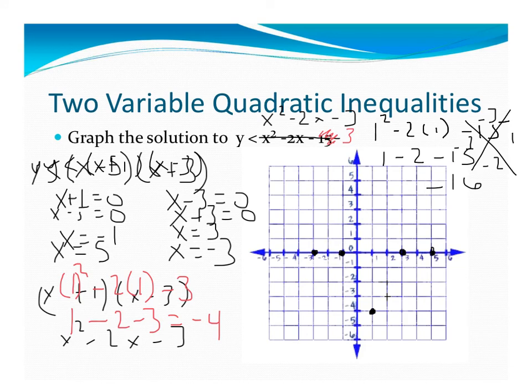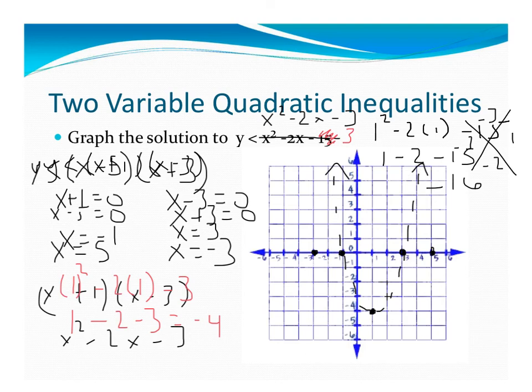And there we go. So those are my 3 points, and I can graph it. Now, let's pay attention here. We have strictly less than. So that means that it's going to be a dashed line. Just like this. And then comes the shading aspect.